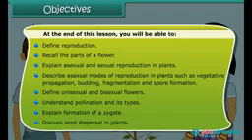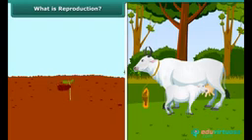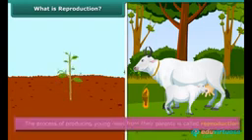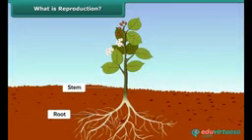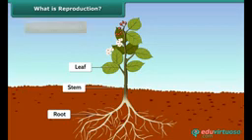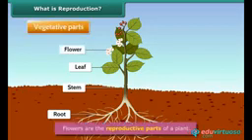plants. What is reproduction? The process of producing young ones from their parents is called reproduction. Most plants have roots, stems, and leaves. These are called the vegetative parts of a plant. Flowers are the reproductive parts of a plant. But before studying reproduction in plants, let's recall the parts of a flower.